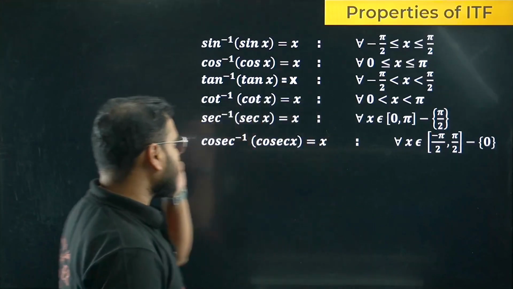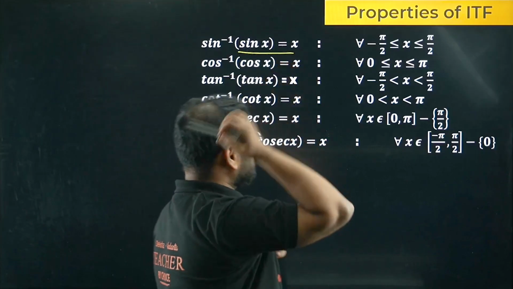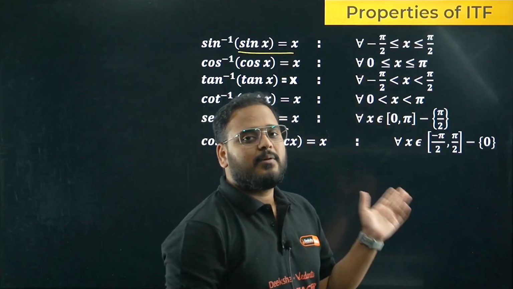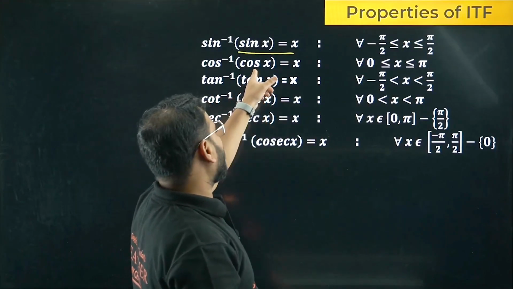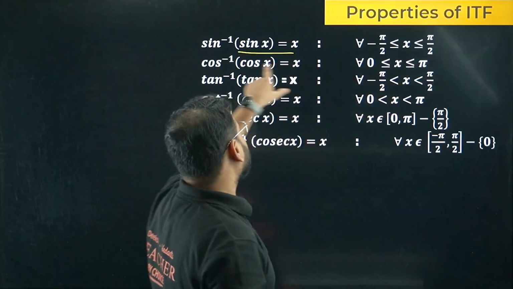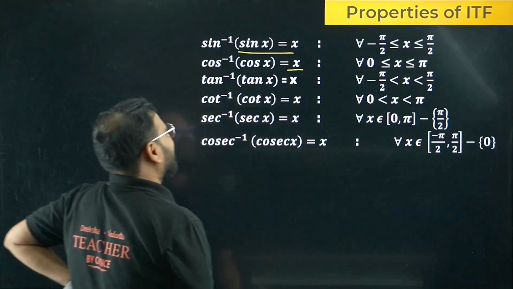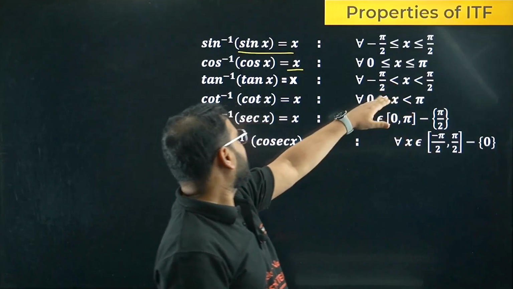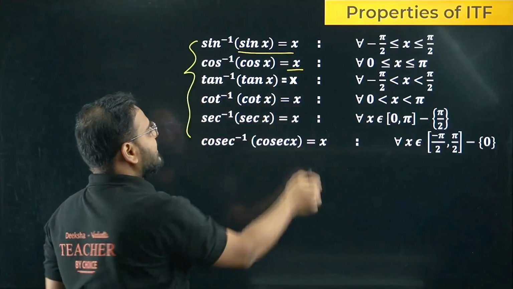Chaliye, properties of ITF. Sine inverse of sine x is simply x when x belongs to this. What is that, sir? Minus pi by 2 to pi by 2. This is the domain of sine x. Same, bacha, for cos x the domain is 0 to pi. So it'll be x. So in the standard domain of sine, cos, tan, cot, sec, cosec, I get this value as x.